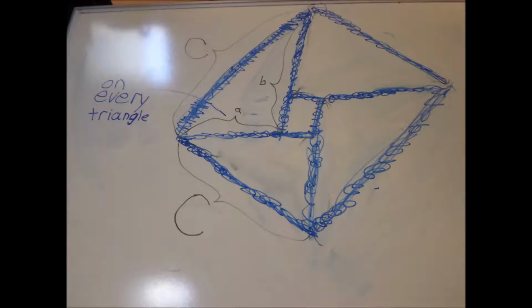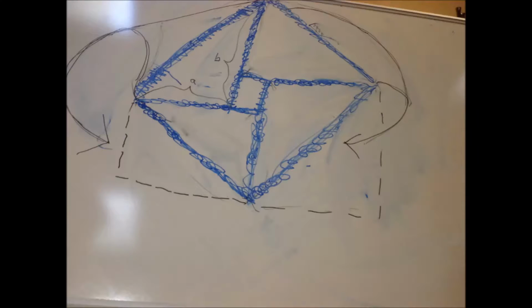In each of the triangles, the short leg is A, the long leg is B, and the hypotenuse is C. Now we will move the upper right triangle to be in line with the lower right triangle to create a rectangle. We will also move the upper left triangle and swing it around so that it will be in line with the lower left triangle to create another rectangle.